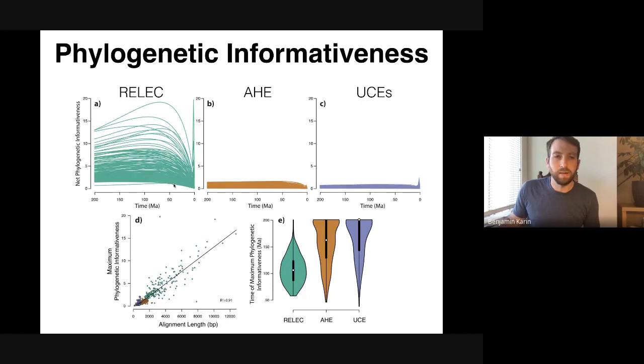Tons of phylogenetic signal. And this is likely basically due to this very strong correlation between phylogenetic informativeness and alignment length. So as you get longer alignments, you get more phylogenetic signal. It makes sense. We also notice here that the time of maximum phylogenetic informativeness is much more recent for Relic compared to anchored and UCEs. And this is useful for people doing studies on more recently diverging taxa. You want your loci to be tuned to your group of interest.